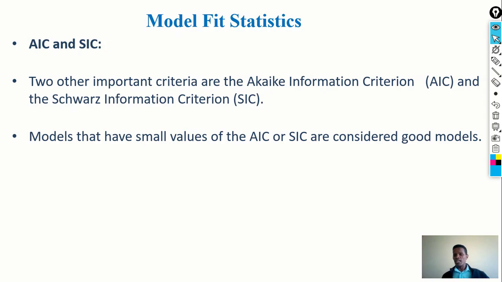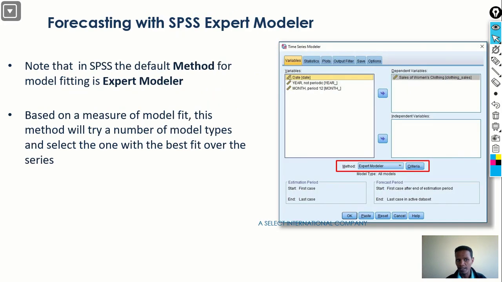So now, out of all possible time series data analysis models, how do we select the best and the easiest way of model selection by considering these model fitness criteria? Are we going to just try each of the models by ourselves, or is there any easy method of identifying the right model? That is by the use of the expert modeler in SPSS especially.